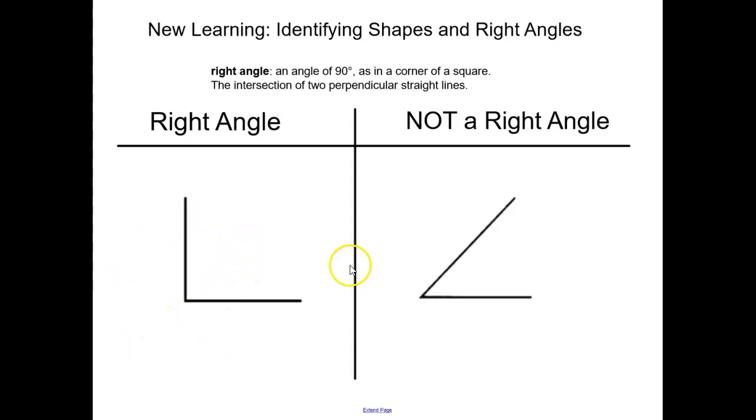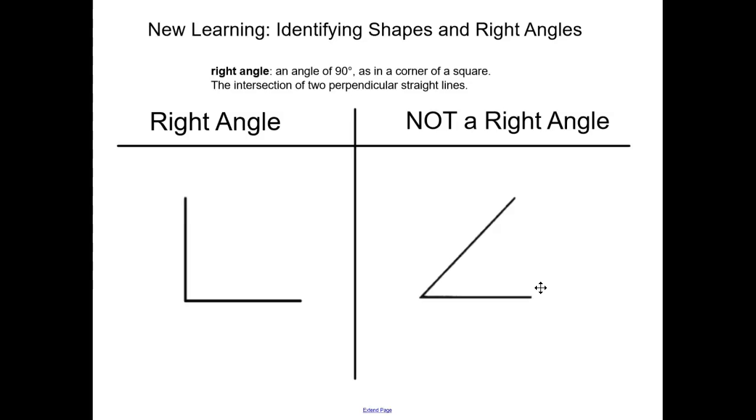So this angle right here is a right angle. This angle right here is not a right angle because you see that there aren't 2 perpendicular lines that come together. These lines are not perpendicular. This angle is smaller than a right angle, which you will learn in other grades. That's called an acute angle.